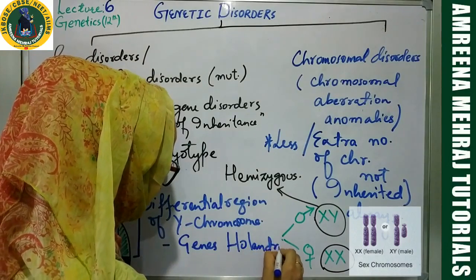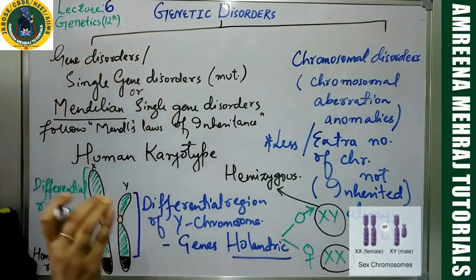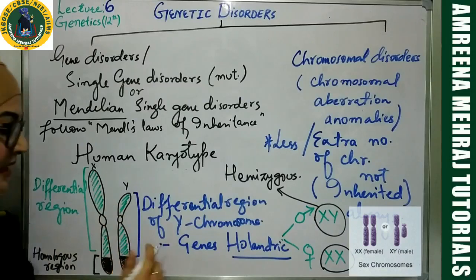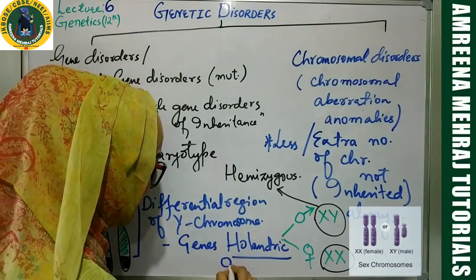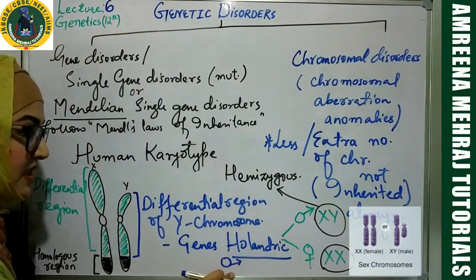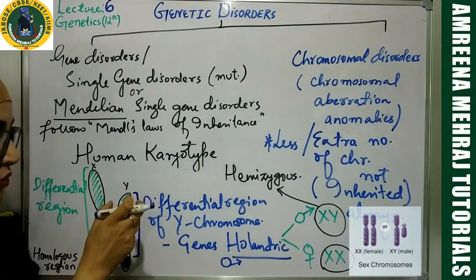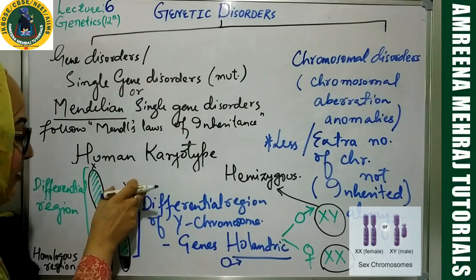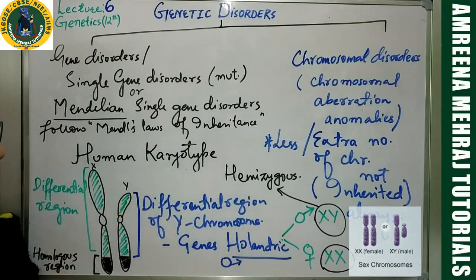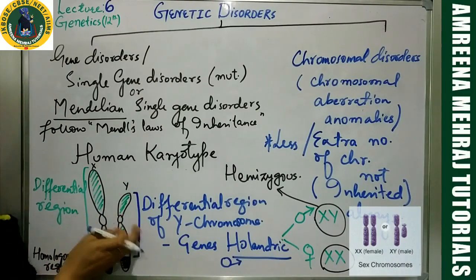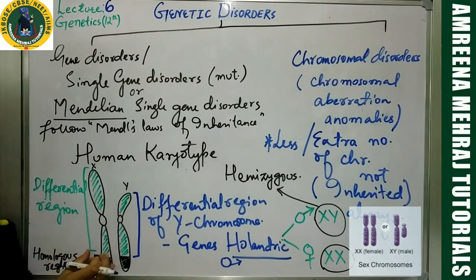Remember this point, this is very important. They are called which genes? Holandric genes. Why? Holandric genes are going to be exclusively present in a male, because these genes are located on male Y chromosome. And these are present on the differential region of Y chromosome, which is totally absent in female, because the X form, which is present in female also, contains a different set of genes which are not present on the Y component, because this already makes the differential region.